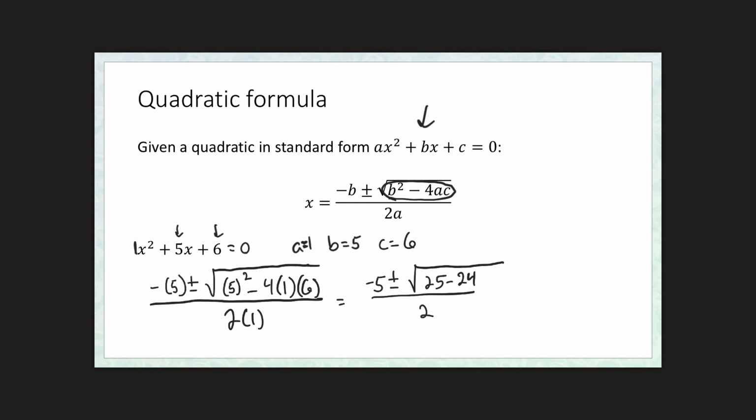Ooh, this one, we are going to get a positive answer in the discriminant. So negative 5 plus or minus the square root of 1 over 2. And 1 does have a square root. It is the number 1. So that equals negative 5 plus or minus 1 over 2.